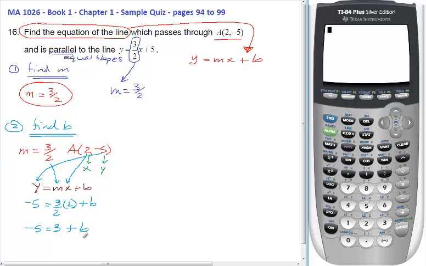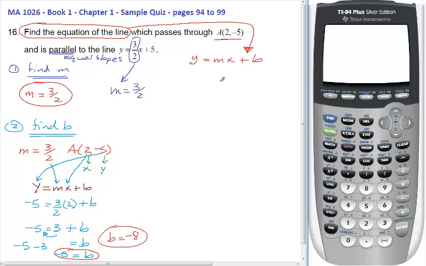Now, solve for b means we have to move 3 to the other side. So I got -5, bring over the 3, -3. That means b is going to equal -8. Okay, so we have m and we have b, right? b is equal to -8.